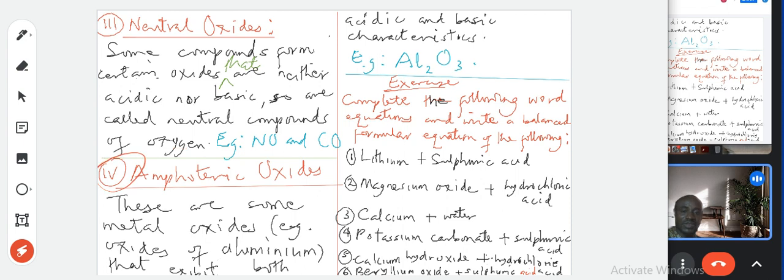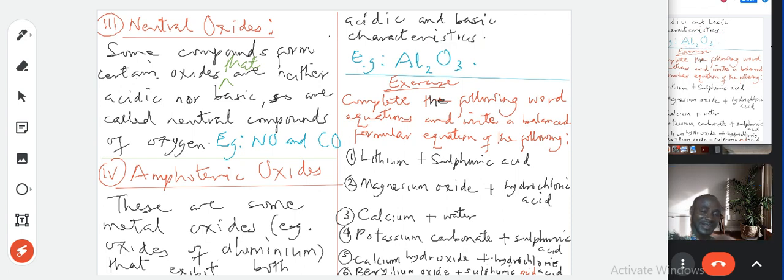Now this last one is what you need to take note of. Read it out. Amphoteric oxides. These are some metal oxides, for example oxides of aluminium, that exhibit both acidic and basic characteristics. For instance, aluminium oxide can act as an acid. It can also act as a base. This means aluminium oxide can react with an acid to form salt and water. Aluminium oxide can also react with a base to form salt and water.